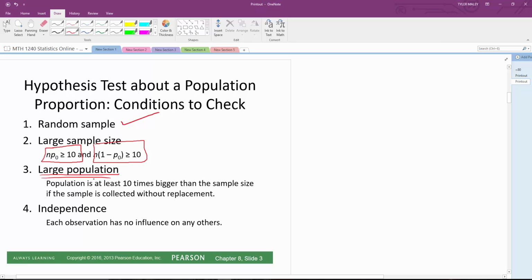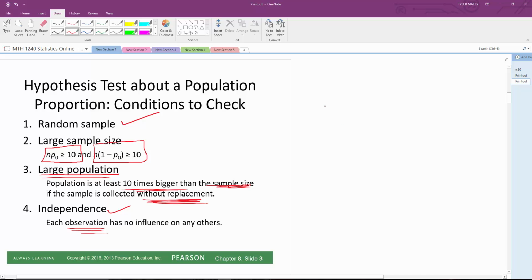Also, we want to make sure we have a large population, so we want it at least 10 times bigger than our sample size, and that is if we sample without replacement. And then also we want to make sure we have independence, so each observation has no influence on any others.